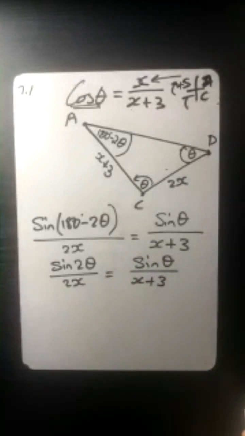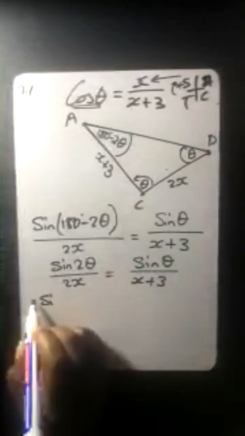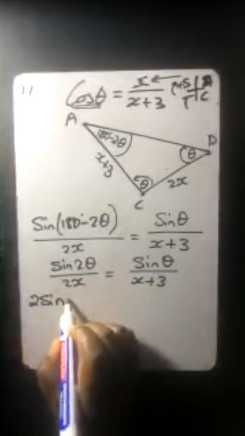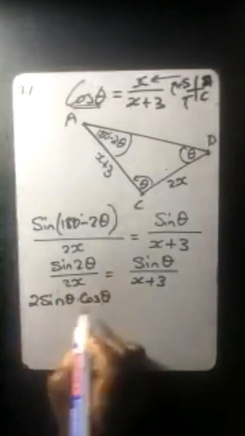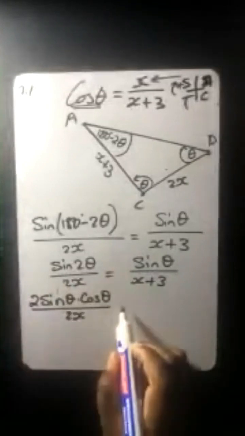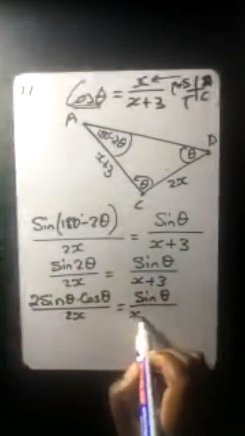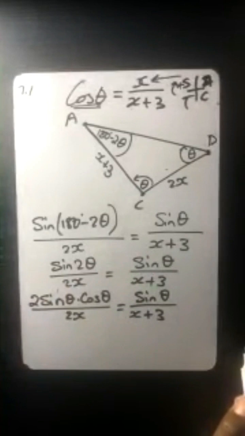And then from there, let's see. Guys, do you still remember that sine of 2 theta is the same as 2 sine of an angle times cos of an angle? The whole of that is divided by 2x, which equals sine of an angle over x plus 3. I'm not sure if you guys remember that part.